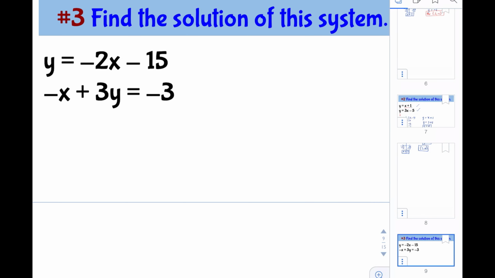For example number 3, we have the equation y is equal to negative 2x minus 15, and the second is negative x plus 3y equals negative 3. So in this problem, one is in the slope-intercept form. So the best way to do this, since we know that y is equal to negative 2x minus 15, we will substitute that negative 2x minus 15 into our y variable.